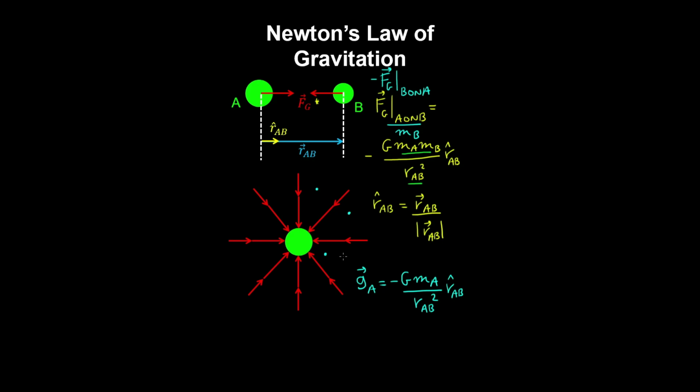And this is convenient because we can place some mass, which we call the test mass, anywhere in a gravitational field, and you can simply multiply the gravitational acceleration by this mass to get the gravitational force exerted on this mass.